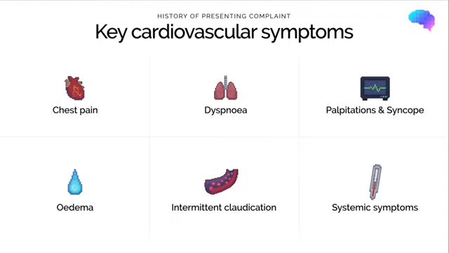The key cardiovascular symptoms which you should try and cover in any cardiovascular history include chest pain, shortness of breath, palpitations and syncope, edema, intermittent claudication, and systemic symptoms such as fever, weight loss, and weight gain.